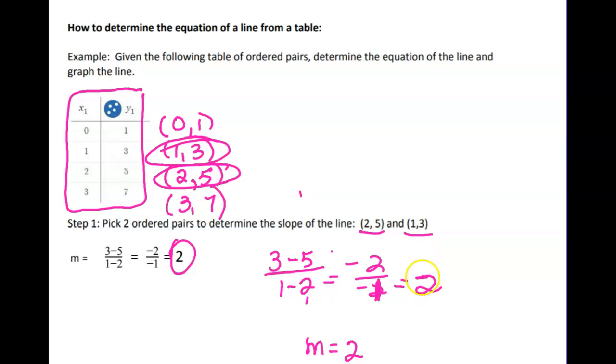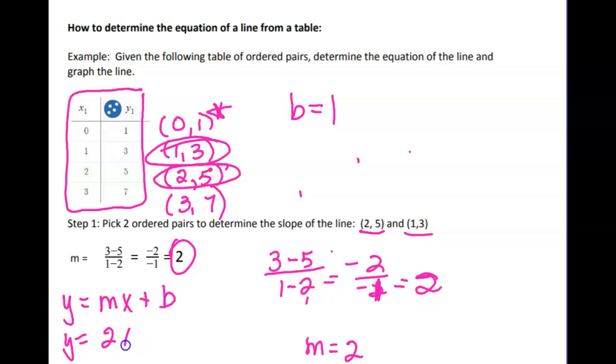Okay, so some of you might have already identified that the y-intercept is already a point in this table. Okay, that's right here. All right, and that makes writing the equation really easy. If you can identify the b, in this case, the y-intercept would be 1. If you have your m and you have your b, remember y is equal to mx plus b. You just plug it in. y is equal to 2x plus 1. Okay? So that would be the equation of the line.